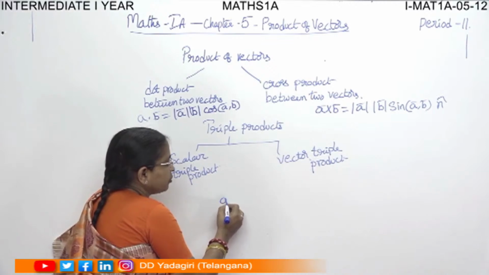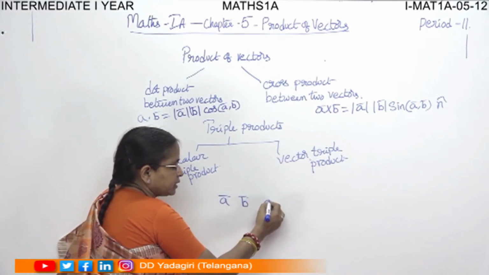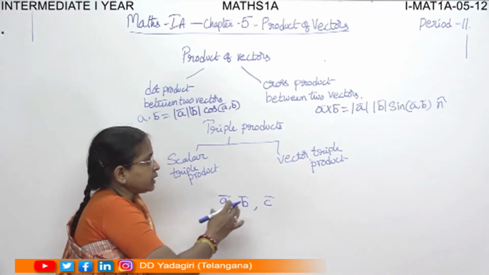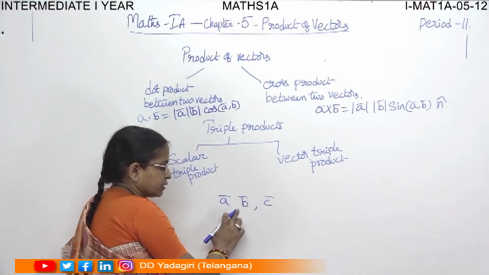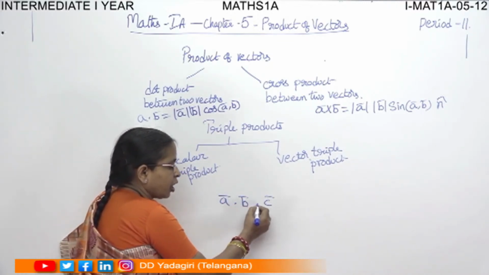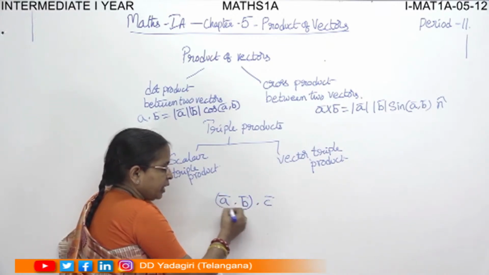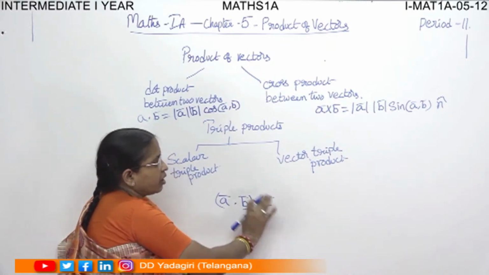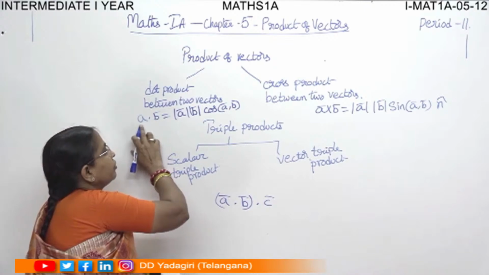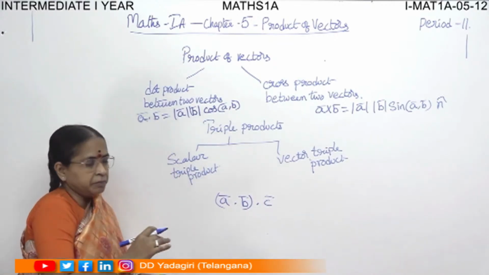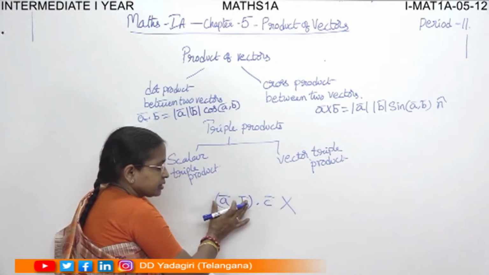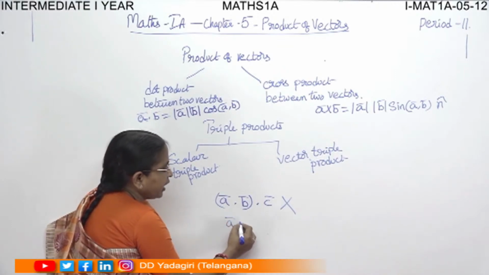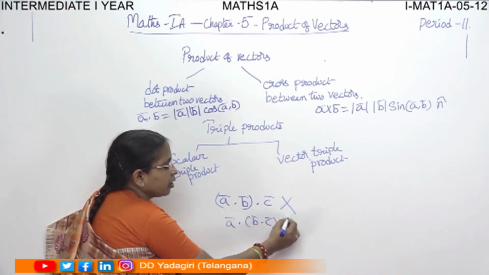Now suppose that you have three vectors A, B and C. Then what all the products can be defined between these three vectors? Suppose I take both dot, then A dot B dot C. A dot B is a number. A number dot vector is not defined. Vector dot product is defined only between two vectors. So this is not defined because this is a number. In the same way, A dot of B dot C is also not defined.